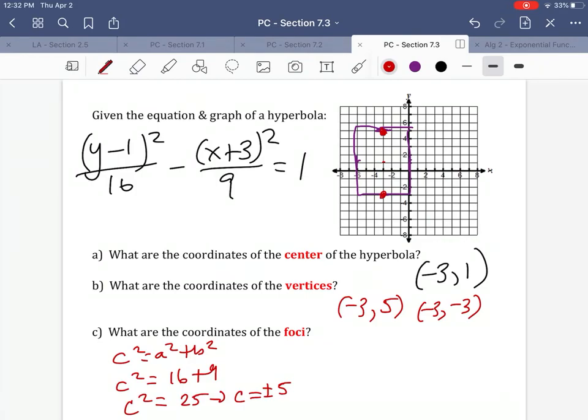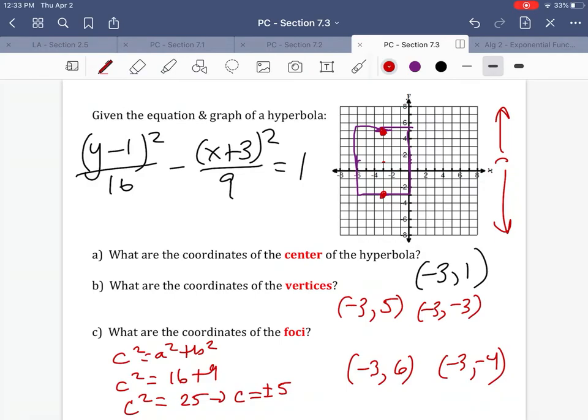So that means from my center, I have to go up 5 and down 5 from the center point there, and that will be my foci. So if I'm going to go up 5 and down 5, that's my y value that I'm changing. So this x value is going to stay the same, and I have to go up 5 from 1. So up 5 from 1 is going to be 6. And then I have to go down 5 from 1, so I'm still at negative 3. And 1 minus 5 is negative 4. So there's my foci. All right. So again, I don't really need to draw them on there, but all right.